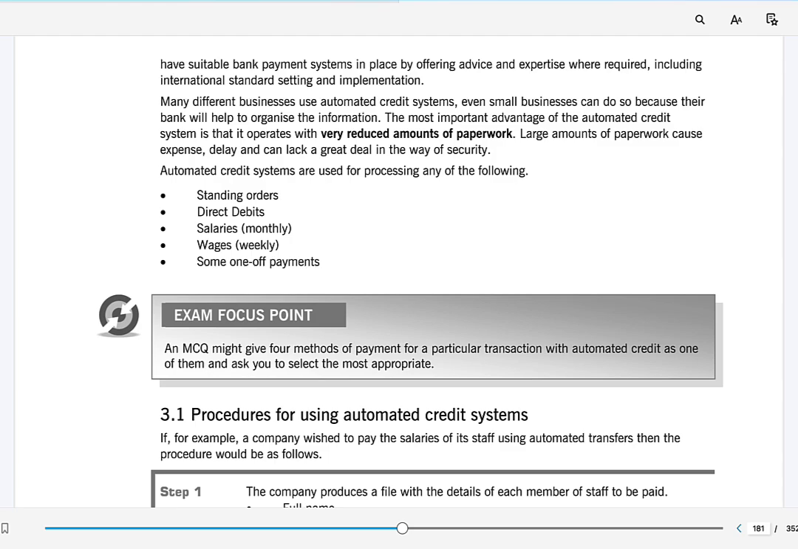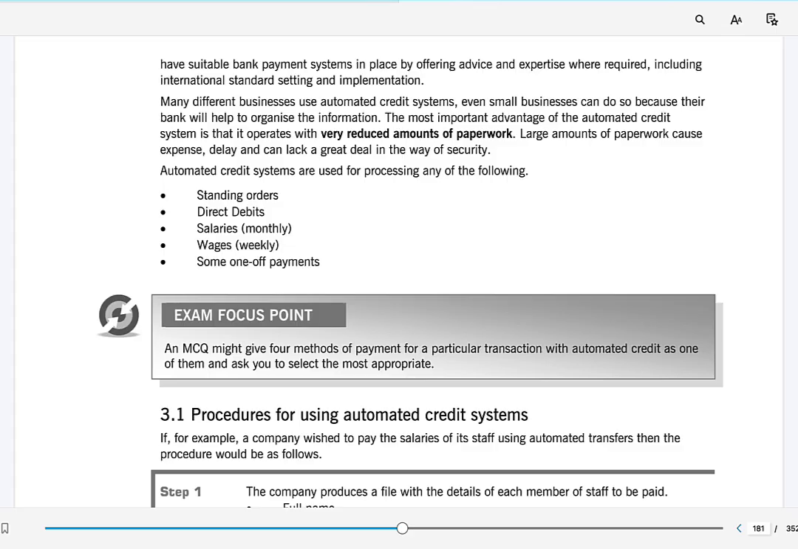Main benefits of automated credit systems. Now class, let me explain the benefits in a simple way that you can remember easily. Benefit 1, convenience. Payments can be made without visiting the bank. Payments can happen without writing checks. Benefit 2, fewer delays. Payments arrive faster, so suppliers are paid on time. This helps business relationships.